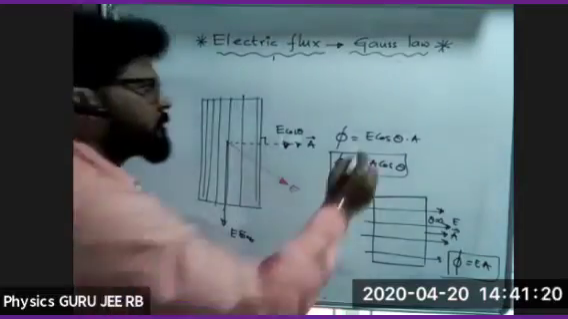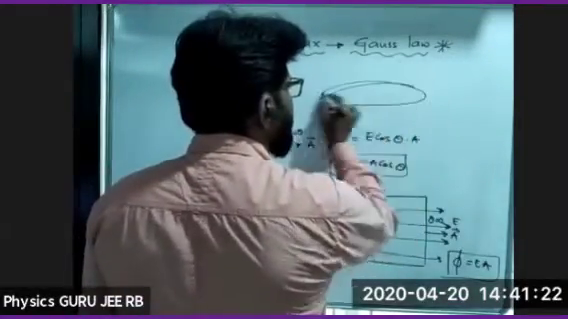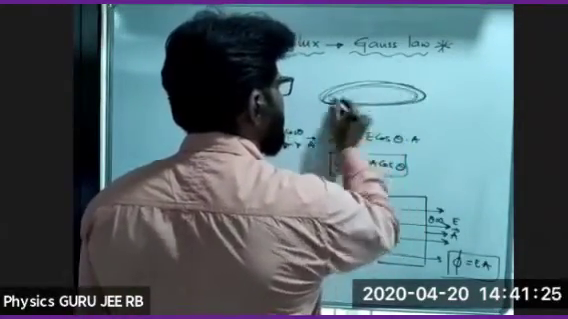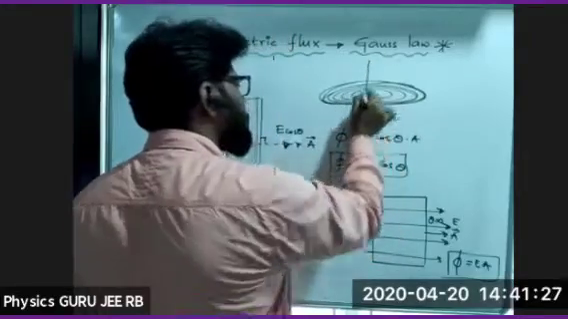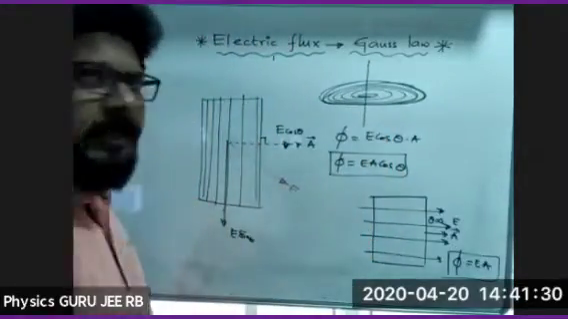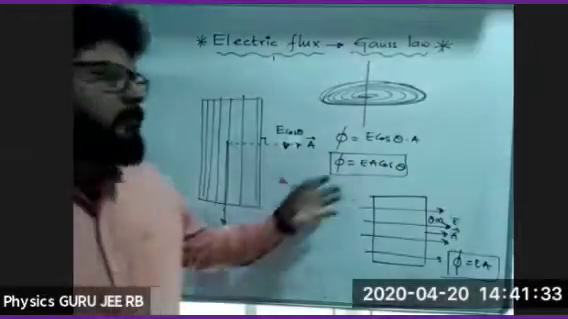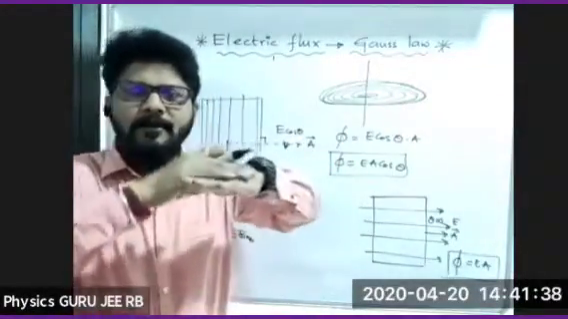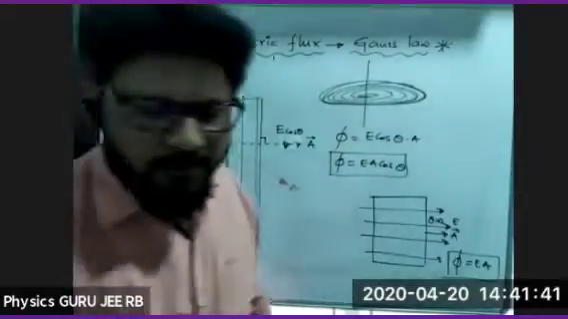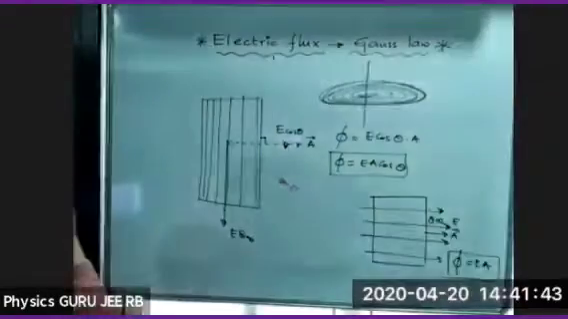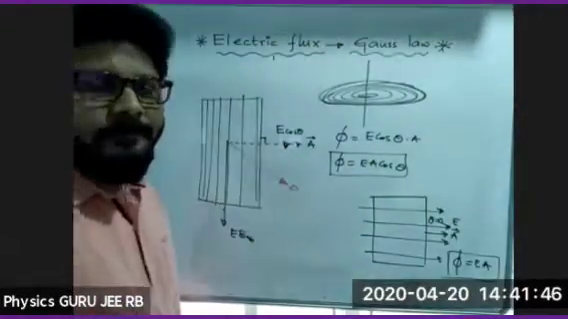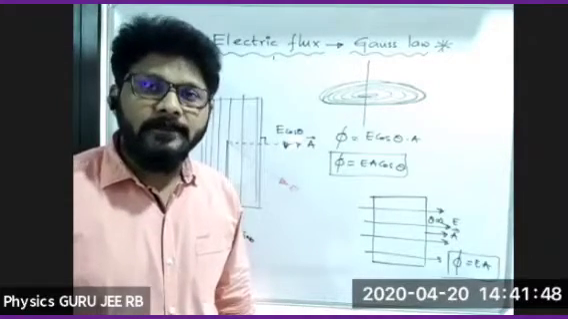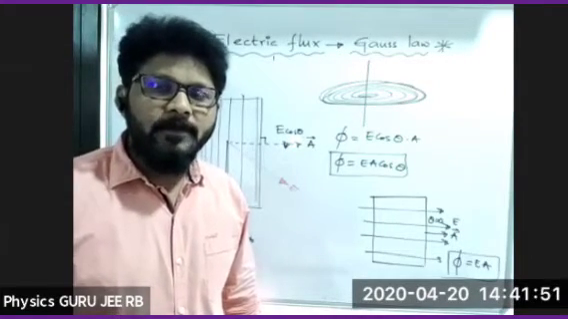Similarly, if I take, so we have to take the electric field along the direction of vector A. Can you tell me, if this is a disk, what is the direction of vector A? Can anybody tell? Where is the direction of vector A? How to represent vector A direction?